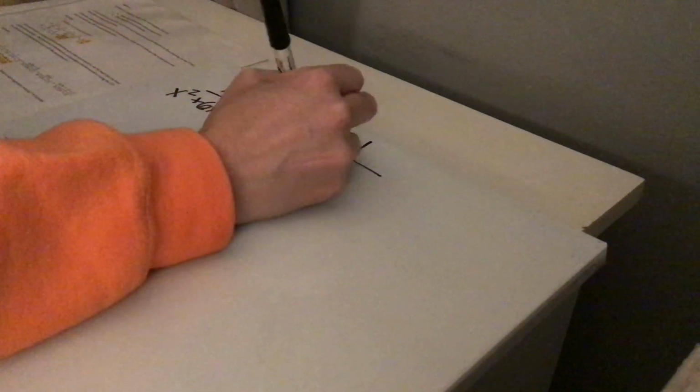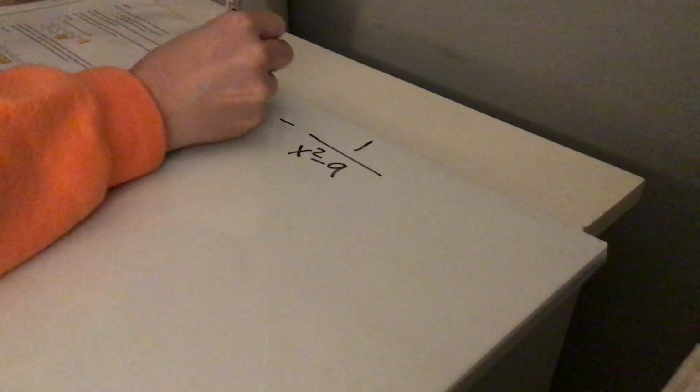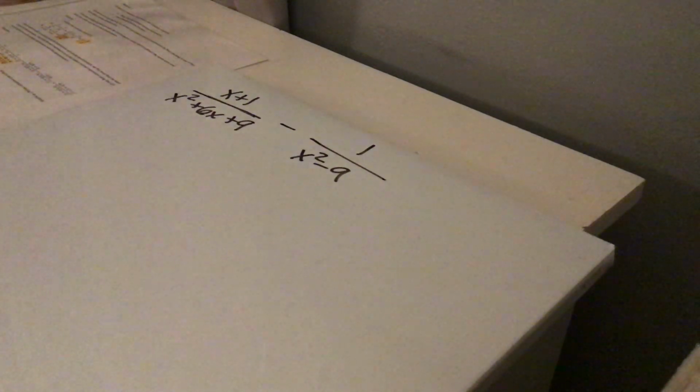So we have (x plus 1) over (x squared plus 6x plus 9). We're going to subtract 1 over (x squared minus 9). Okay? So another way to look at this is, let's just factor our denominators.